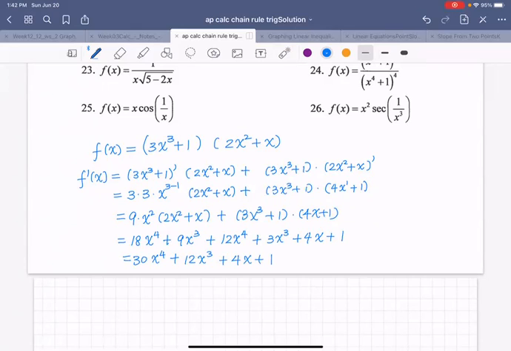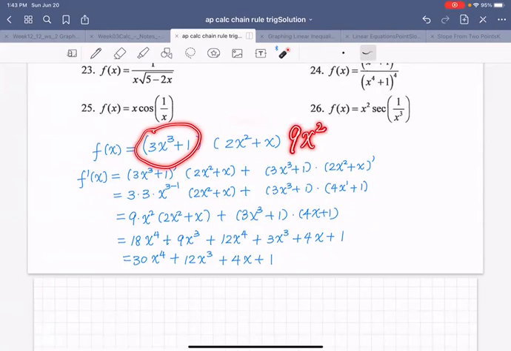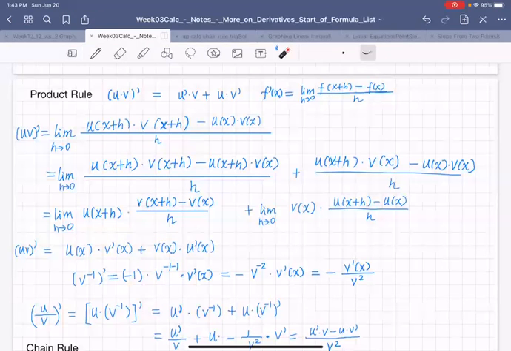Okay, everybody has to be careful. The product derivative does not equal this guy derivative times this guy. You can try. This guy derivative is 3 times 3, which is 9x squared. 1 derivative is 0, times 2x squared derivative is 4x, and then plus x derivative is 1. This guy does not equal this guy, okay? That is wrong. We have to watch out.